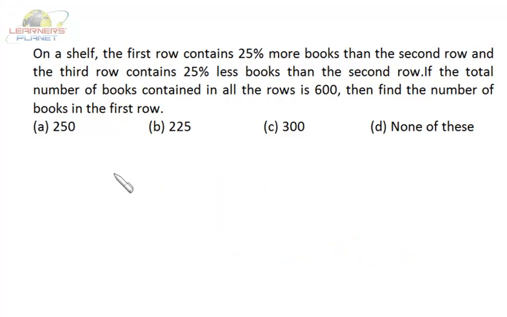Now let's see this problem. On a shelf, the first row contains 25% more books than the second row, and the third row contains 25% less books than the second row. Okay, so we are given 600 books as a whole. We have to find out the number of books in the first row. Now let's assume the number of books in the second row is X. Okay, it's first, it's second, and it is third. Now here it is X.